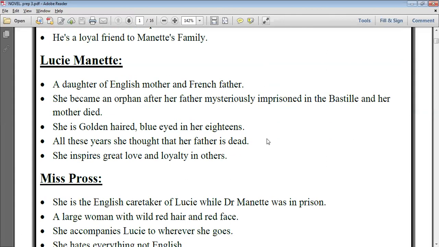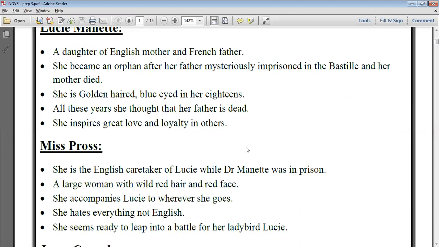Let's move to the next personality, which is Miss Pross. She is the English caretaker of Lucie while Dr. Manet was in prison. A large woman with wild red hair and a red face.